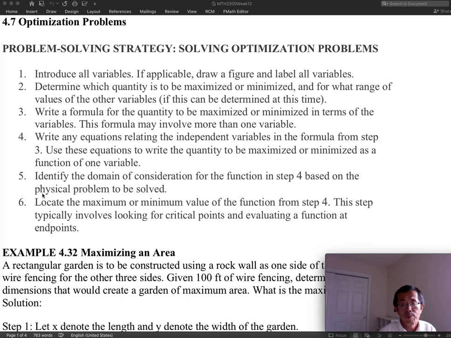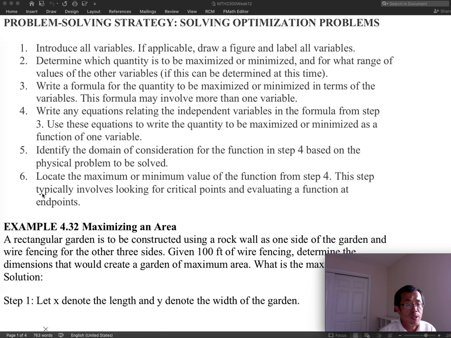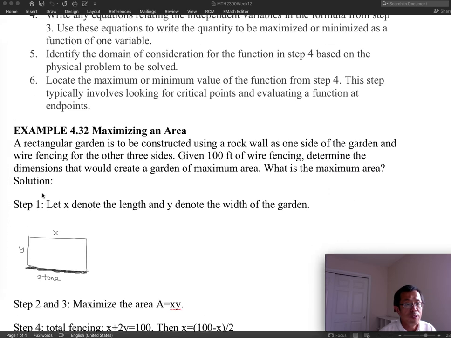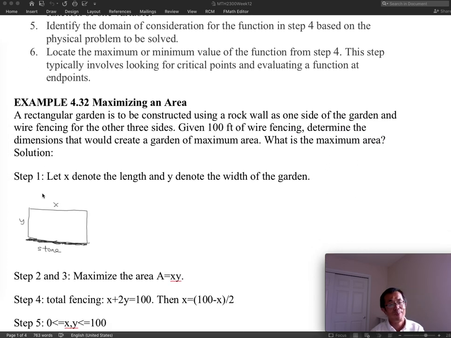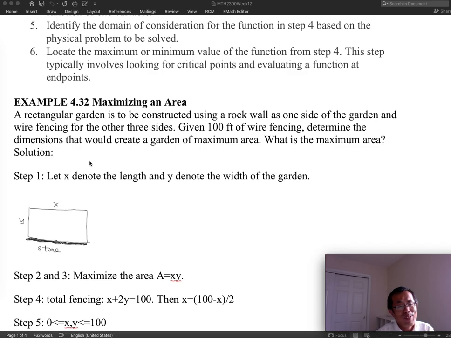And so I'm thinking to do some examples. Let's move quickly to the first example. It's in the textbook. I hope this will be easy enough for me to explain. It is to maximize an area, and the task is very simple. We are considering building a rectangular garden, a piece of lot, a piece of land.